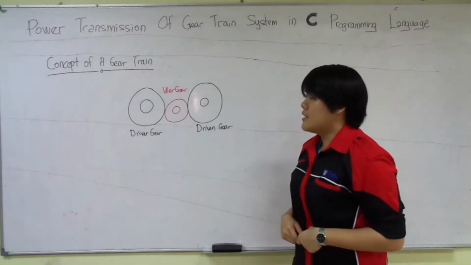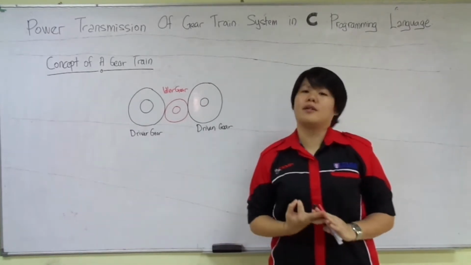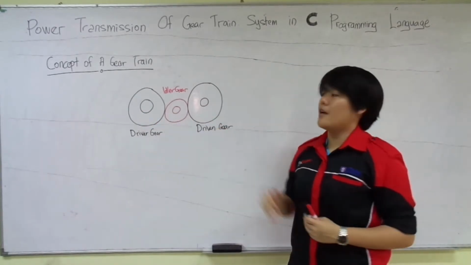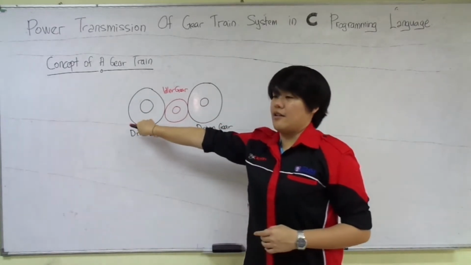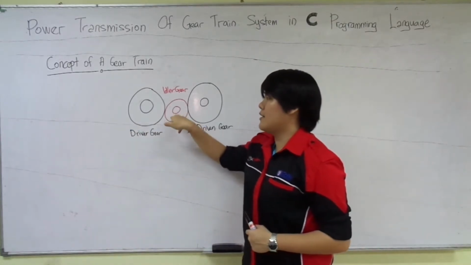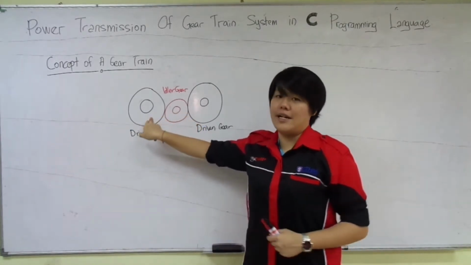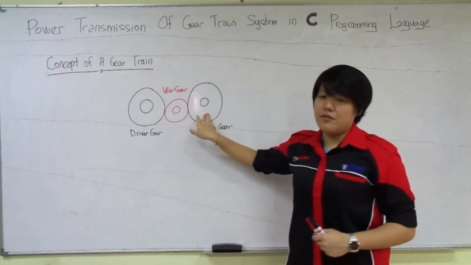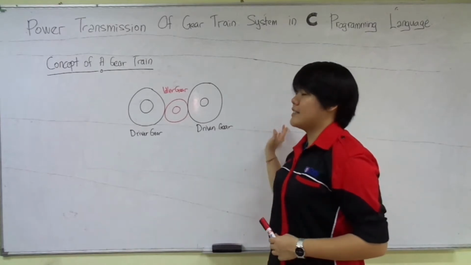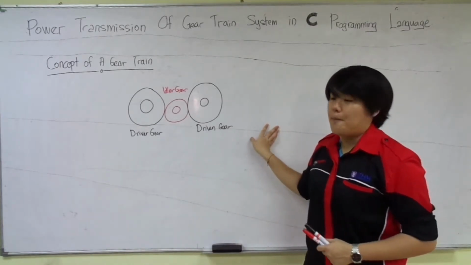train. A gear train consists of three main components, namely driver gear, idler gear, and also driven gear. Driver gear is the first gear which is in contact with the power source, whereas idler gear is the gear which is being moved by a driver gear, and the driven gear will be the gear that transmits the motion or the power towards the mechanism that will be added to the machine.